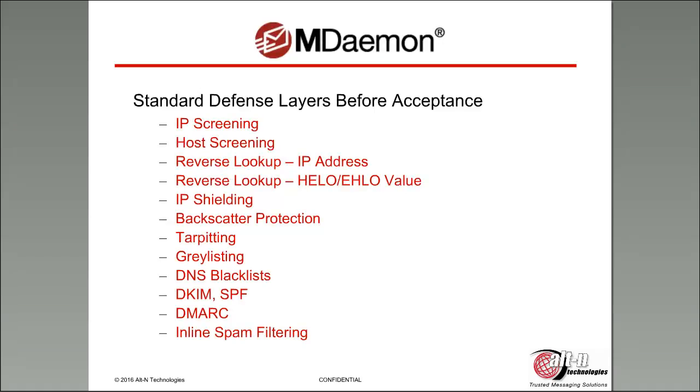Now, this is just an overview of the standard defense layers or security processes that an email message passes through before MDaemon accepts the message. So it'll go through IP screening, host screening, reverse lookups, IP shielding, and so forth. All of these items listed: tarpitting, greylisting, DNS blacklist, DKIM, DMARC, and spam filtering. And I'll explain what many of these mean throughout this presentation. We'll go over more detail for the ones that we most recommend.